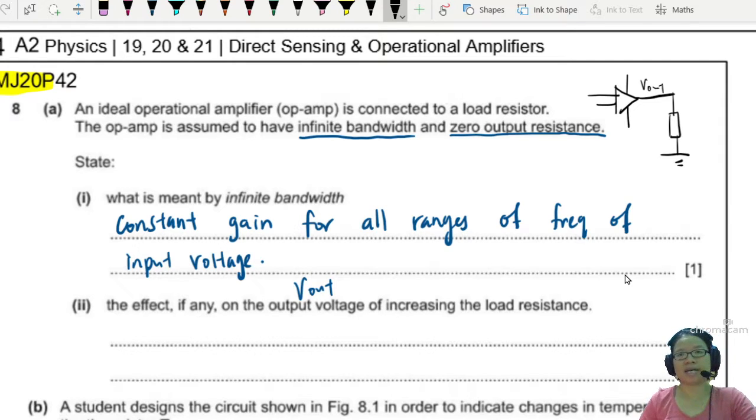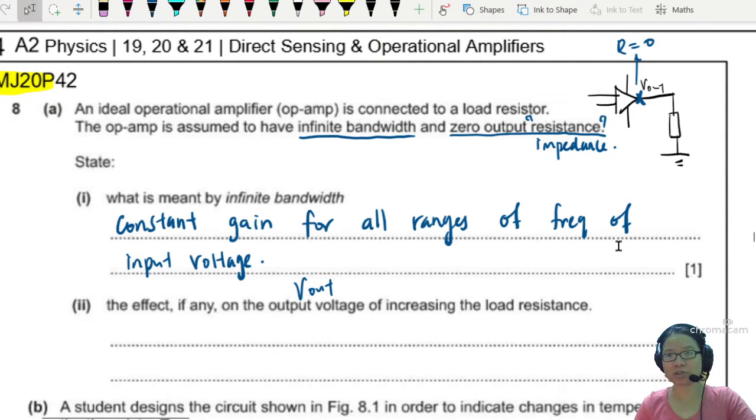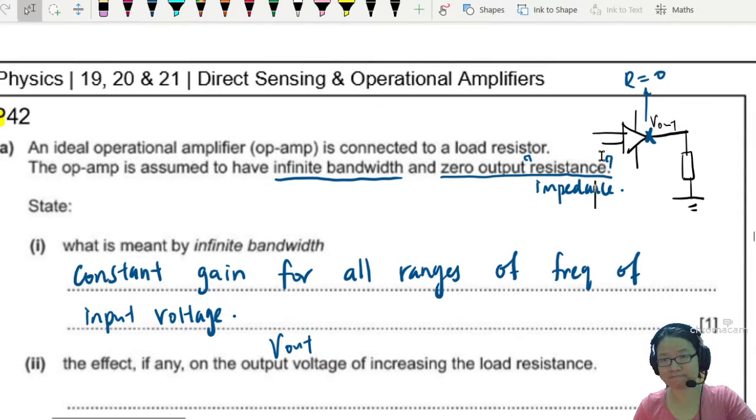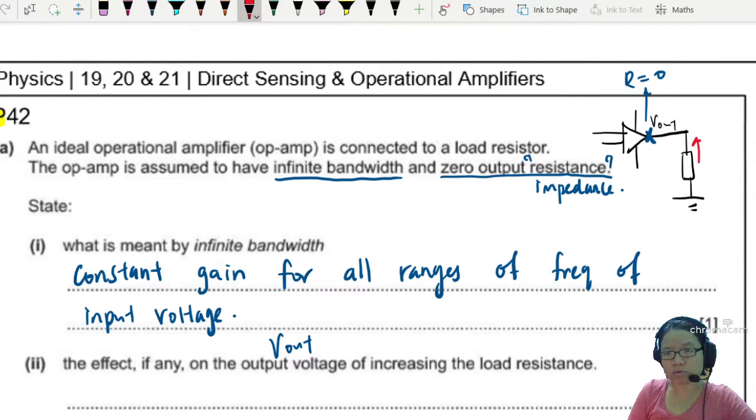It is said here that it has zero output resistance, meaning this output here has no resistance. R is zero. Or impedance is a better term. So the output impedance, or the output resistance, is zero. When that happens, all the V out is expressed across the load. So here to here will be V out, because this is zero, and this point here is V out. So V out minus zero is V out.